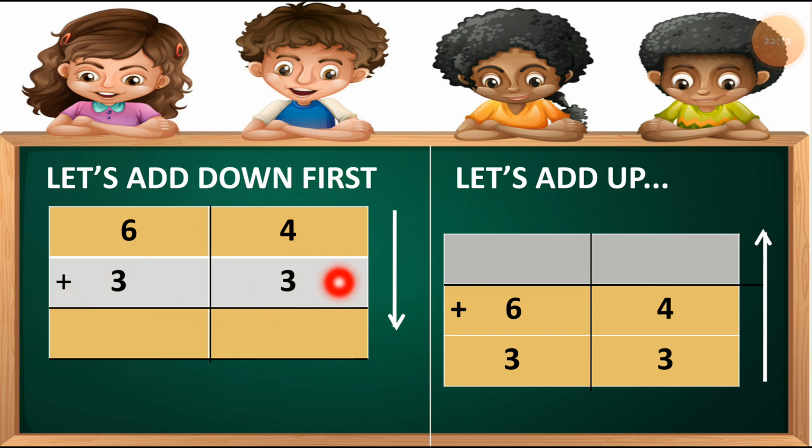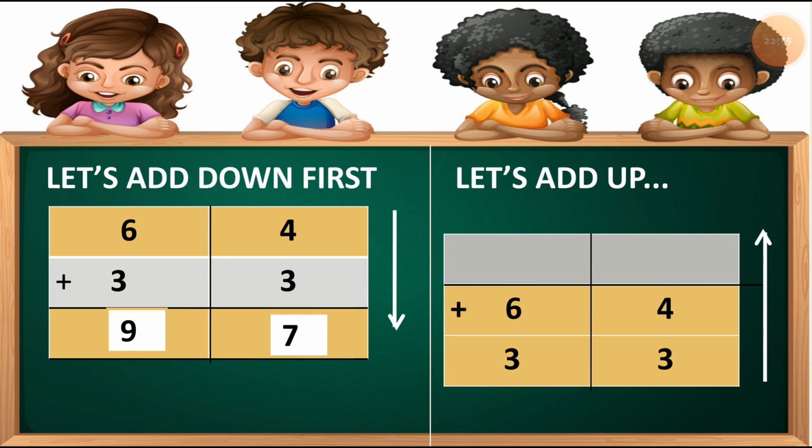In this, the ones column is 4 plus 3. So students, 4 plus 3 is equal to 7. So I write number 7 at the ones column. Then let's move to the tens column, which is 6 plus 3. So students, at the tens column, 6 plus 3 is equal to 9. So here is our answer, 97 comes.